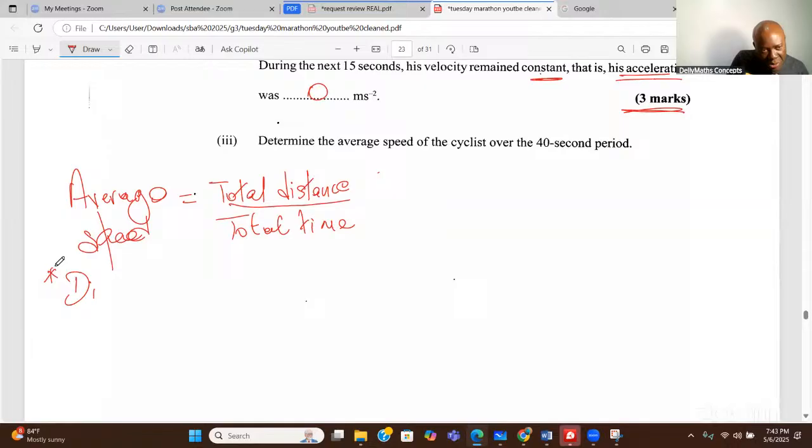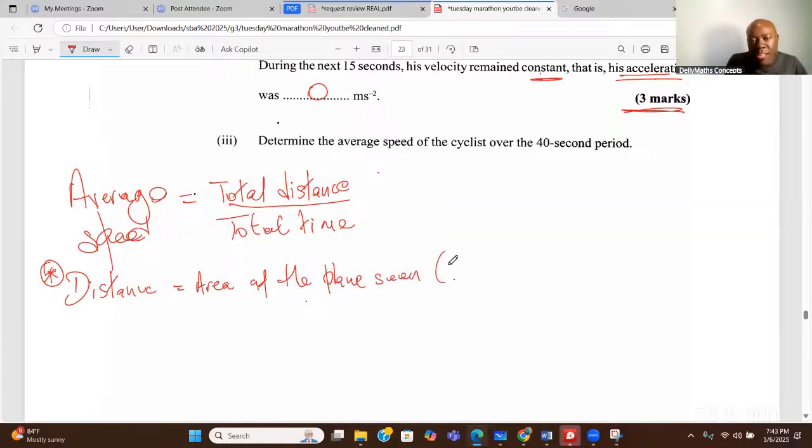Distance, so you can make a note of this, but you will learn it tomorrow. Distance is equal to, and we're talking about distance with a velocity graph. We're not saying distance for anything. We're talking about this particular graph, whenever it's velocity or speed against time. Your distance is the area of the plane shape seen. And I'm going to say the right term: it's area under the curve.